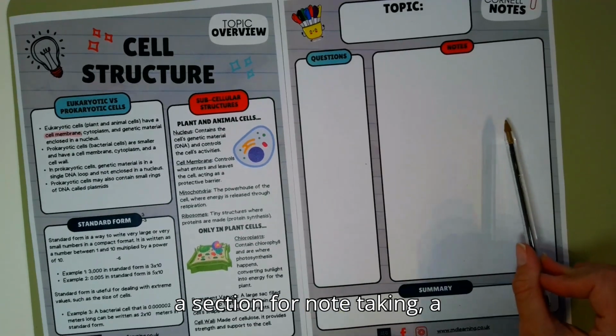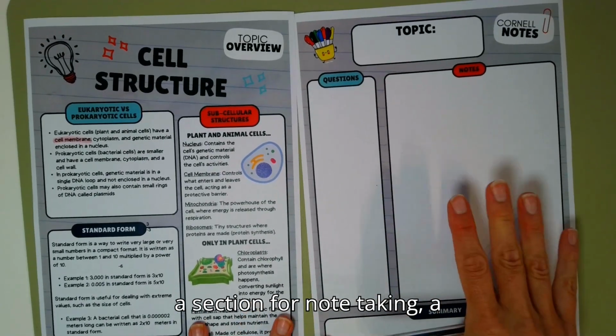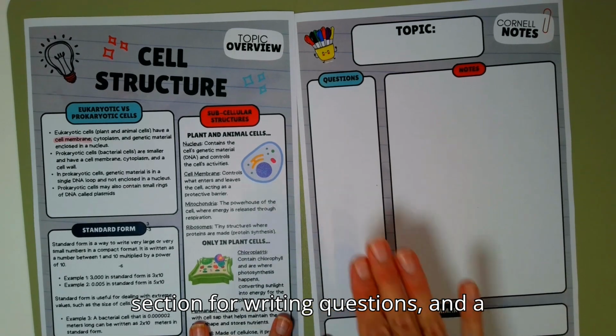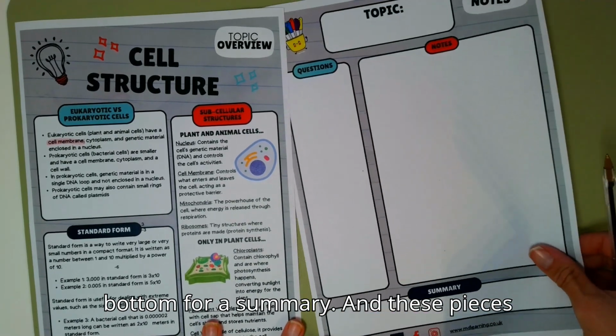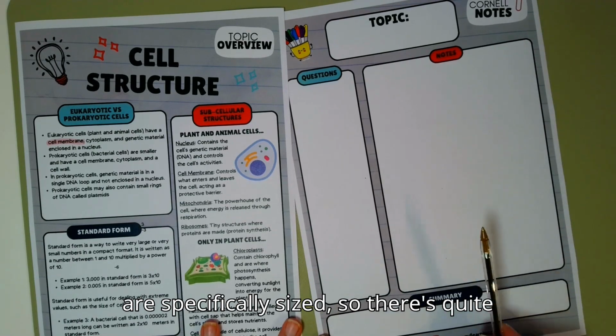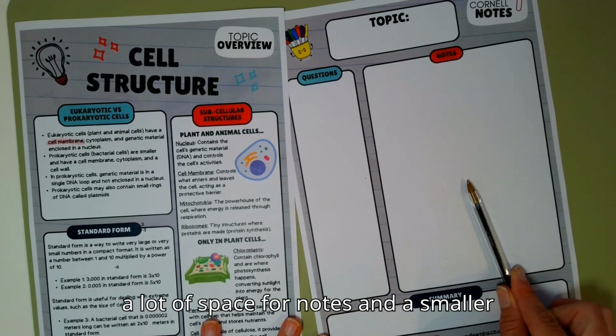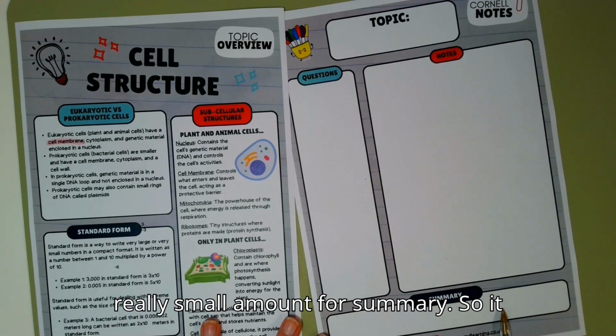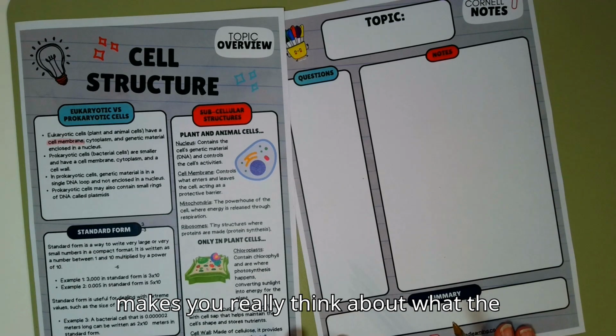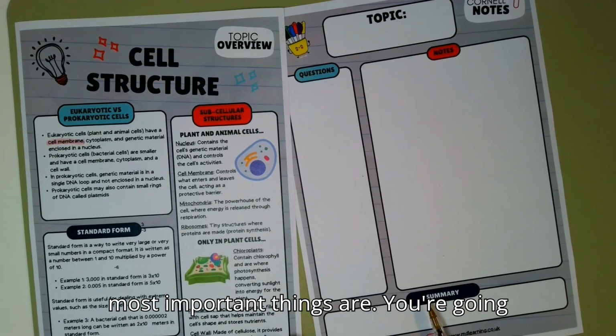And then there's a section for note taking, a section for writing questions, and a section that's really small down at the bottom for a summary. And these pieces are specifically sized, so there's quite a lot of space for notes, and a smaller amount of space for questions, and a really small amount for summary. So it makes you really think about what the most important things are that you're going to put in there.